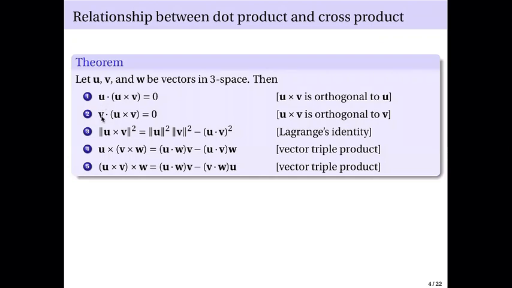Similarly, for number 2, you have vector V dotted with U cross V, and it's also equal to 0. This tells us that U cross V is also orthogonal to the vector V. So the cross product U cross V is orthogonal to both of the factors in your cross product.